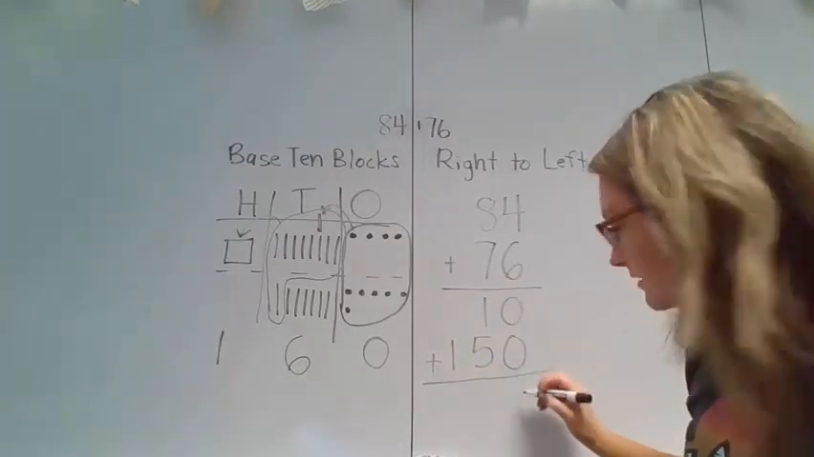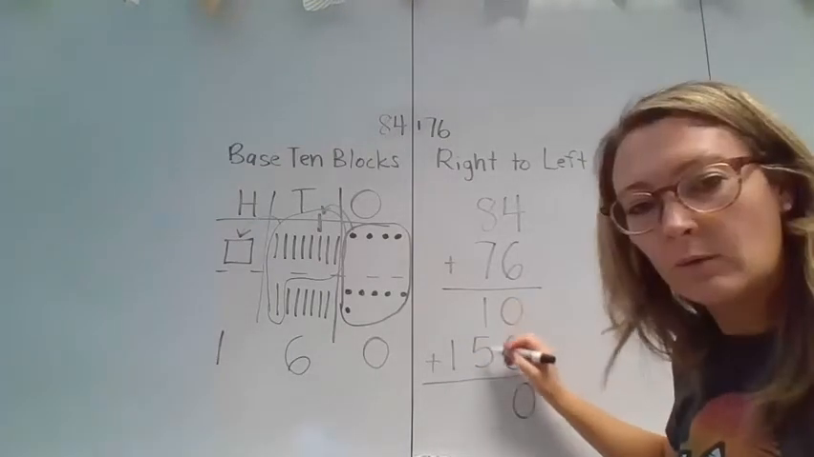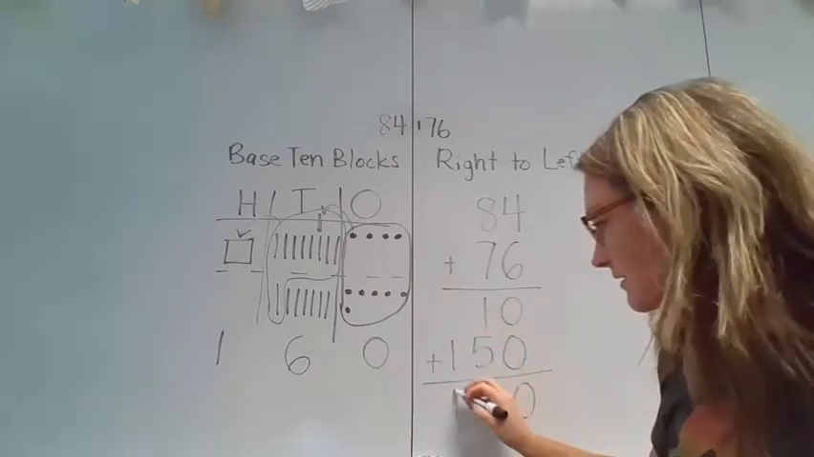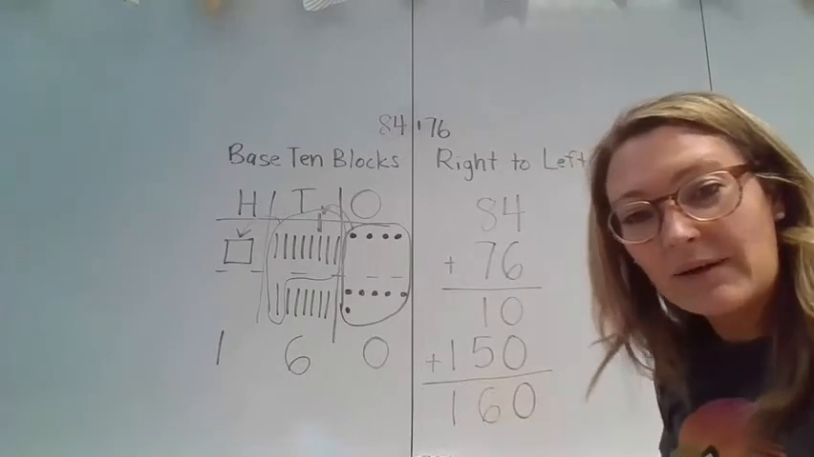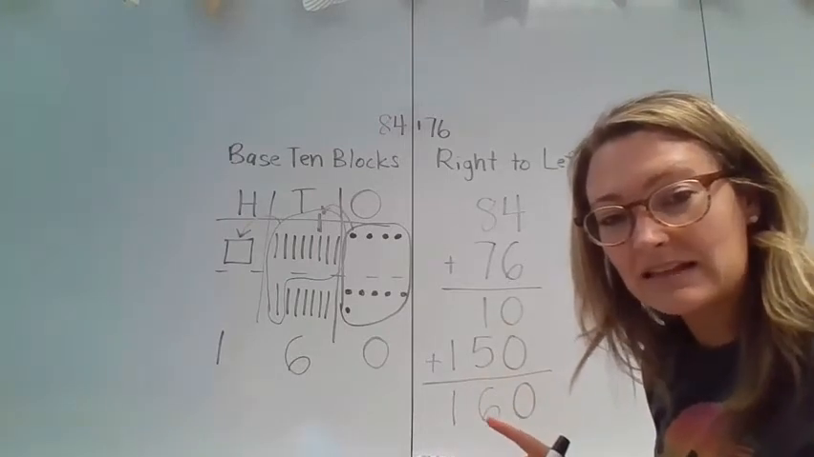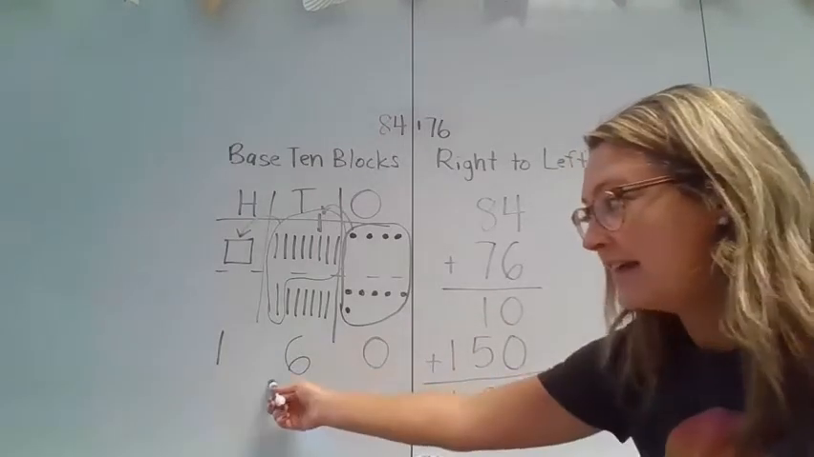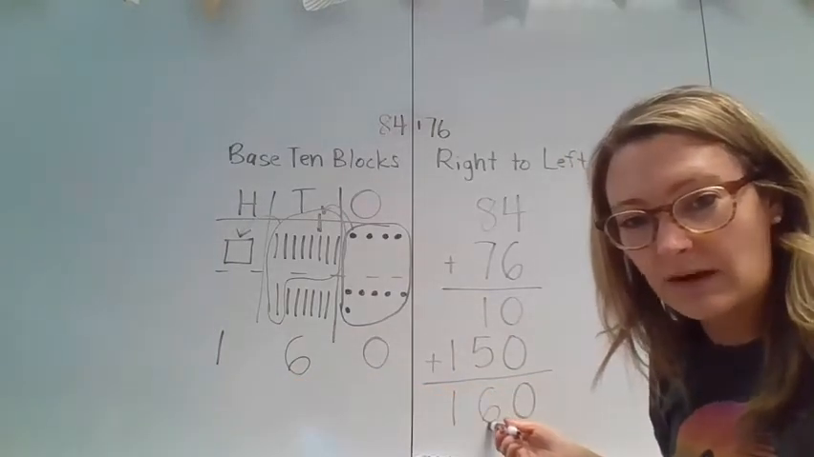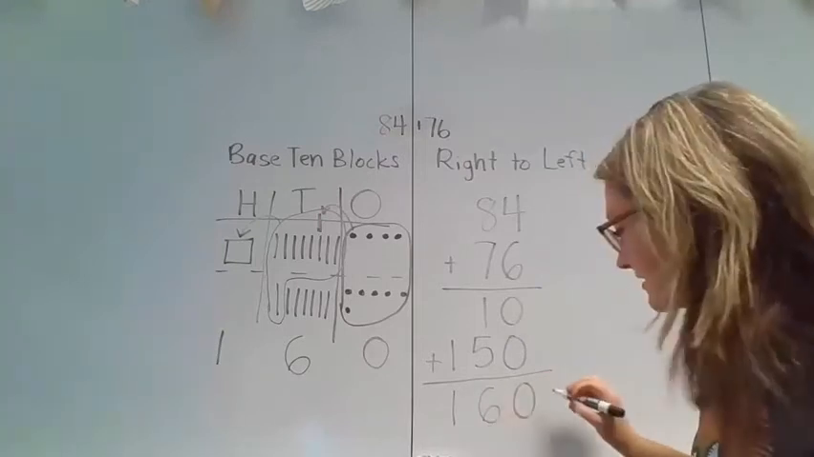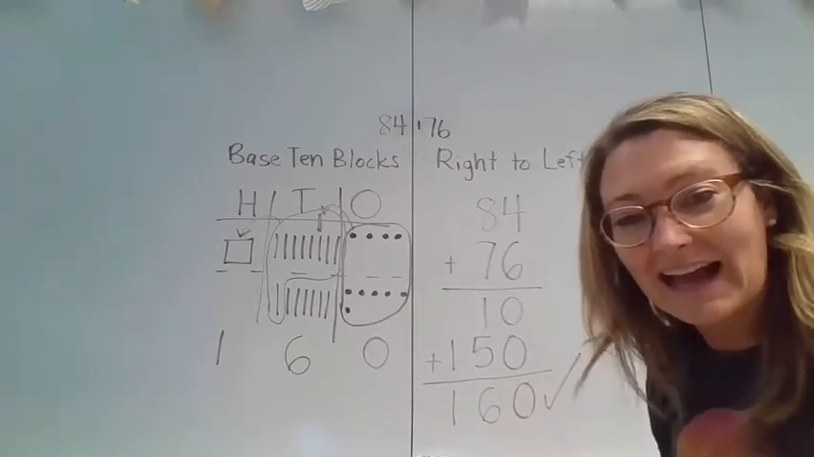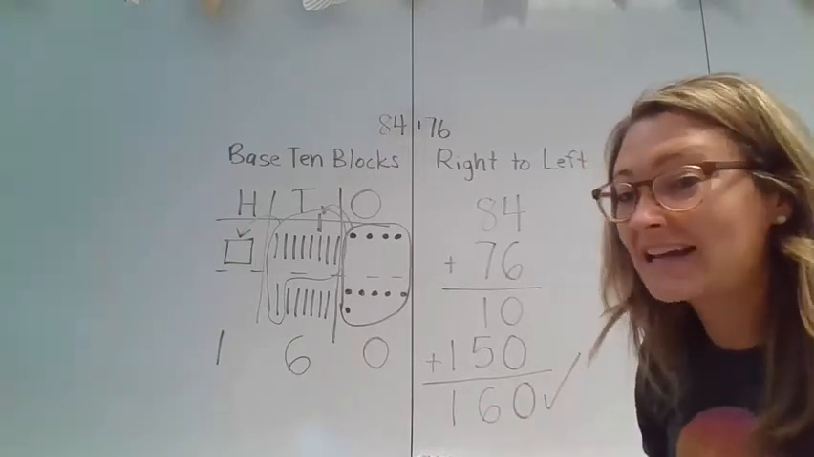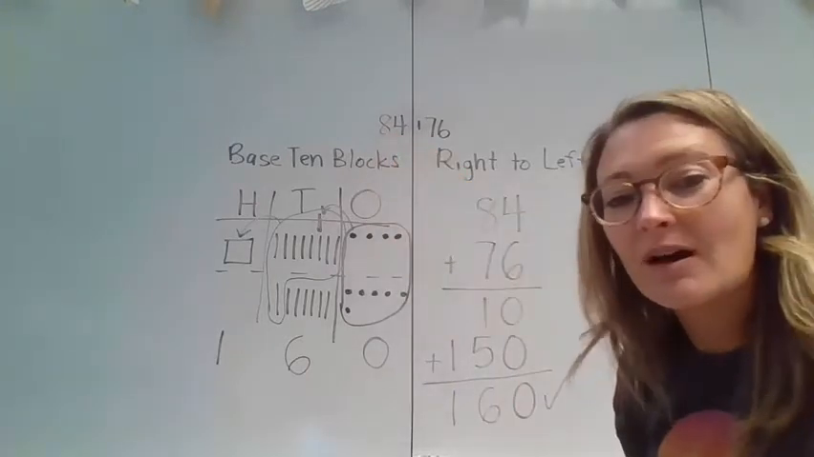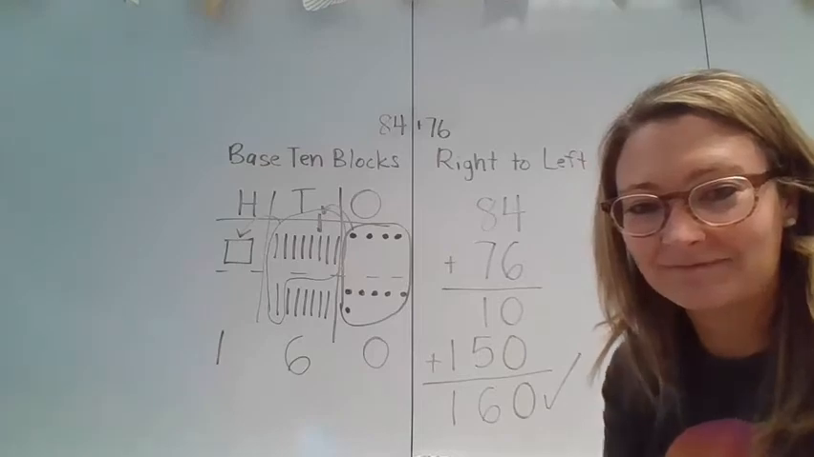0 plus 0 is 0. 1 plus 5 is 6. 0 plus 1 is 1. So now I need to check, did I get the same answer both ways I solved it? This one, my sum was 160. This one, my sum was 160. So I know that I got these two problems correct and that 84 plus 76 equals 160.